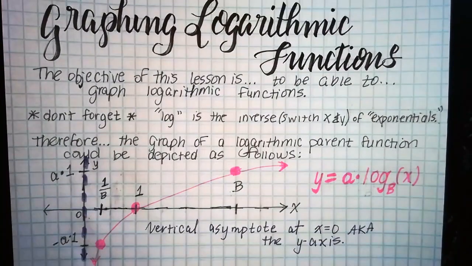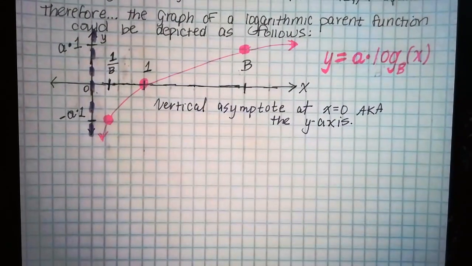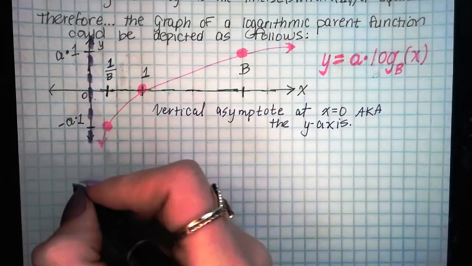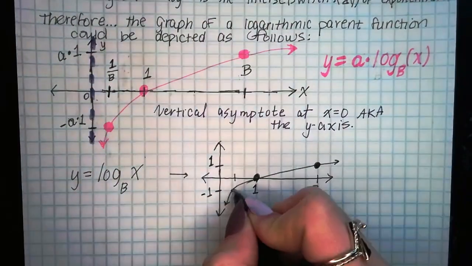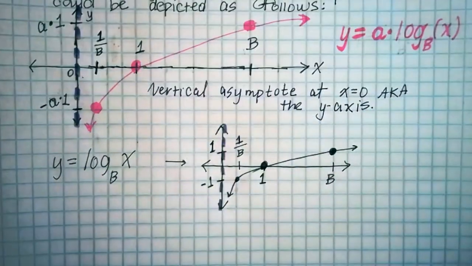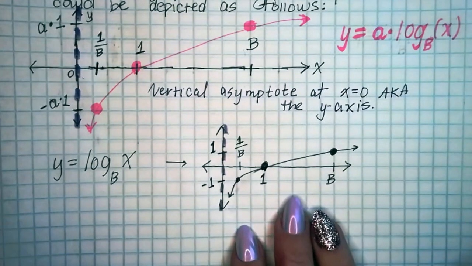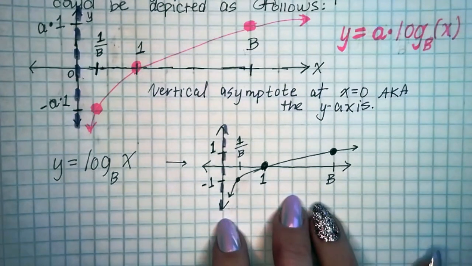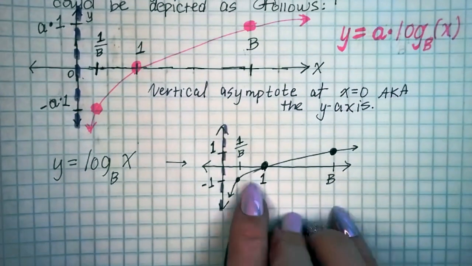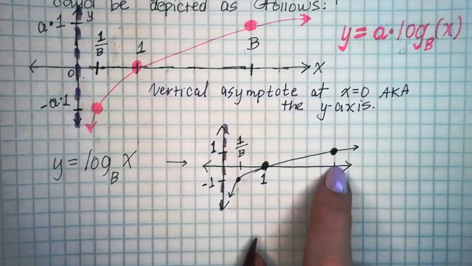If you'd like a more simple way to look at the parent function, not including the stretch or compressions, you could look at it as follows. Here again we have the parent function without the a value included, so if that helps you out a little bit, you could think of it this way instead. There's still a vertical asymptote at the y-axis or at x equals 0, and our x-intercept is 1 unit away from this vertical asymptote. Then we move over whatever the base is and up 1.